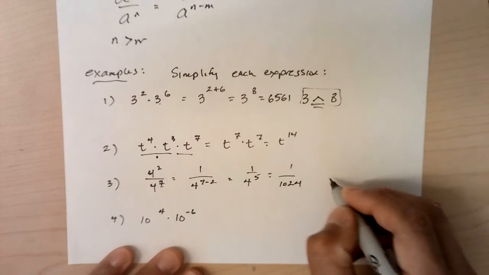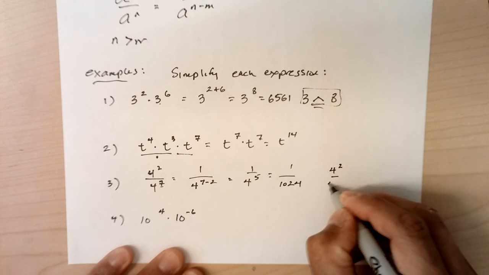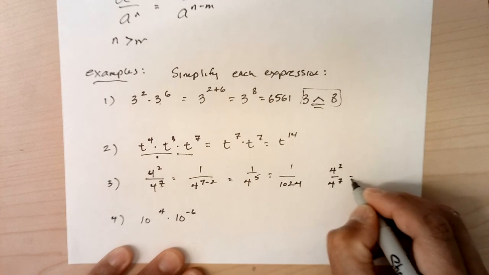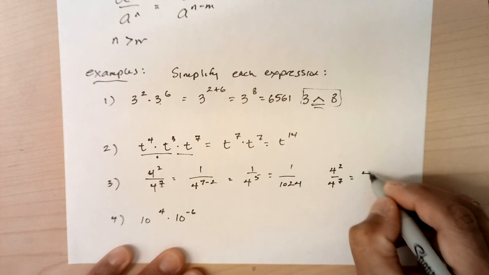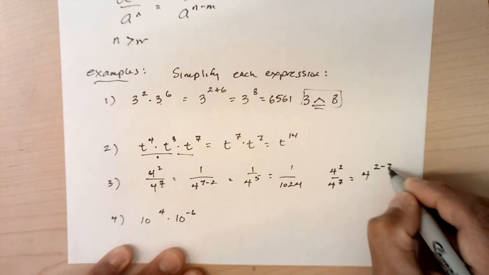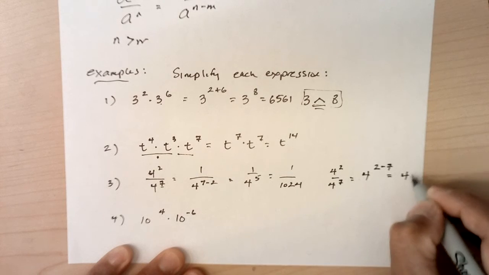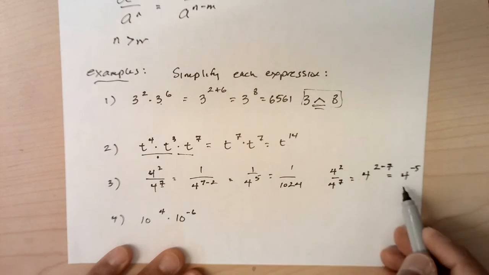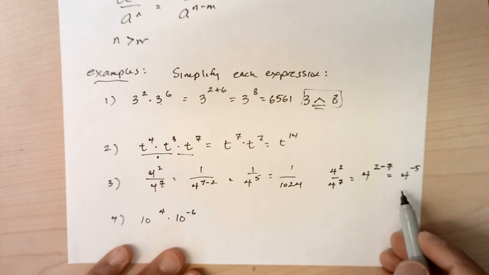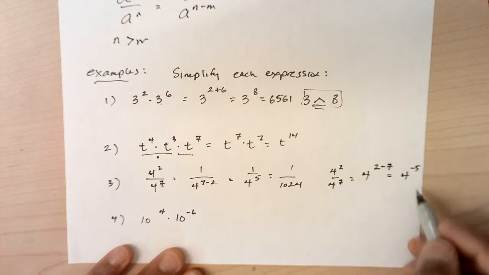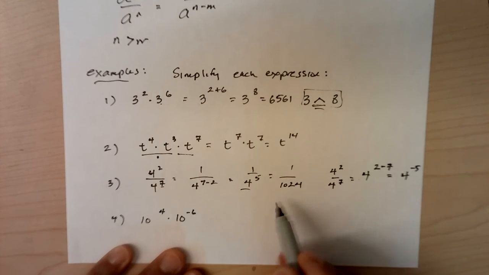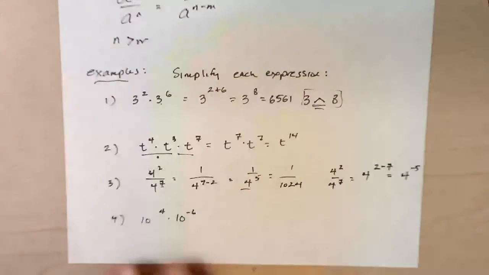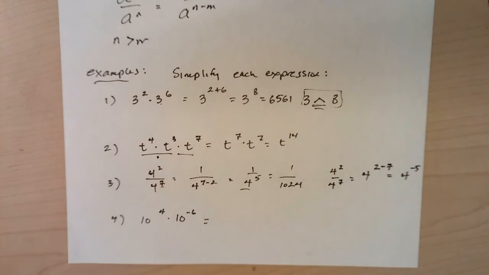The other way is taking the exact same problem, 4 squared over 4 to the 7th, and just subtracting the denominator's exponent from the numerator. So it would look like this, 4 to the 2 minus 7. 2 minus 7 is negative 5. I actually don't want to leave it like this. Anytime you have a negative exponent, you always want to simplify. So that would turn into 1 over 4 to the 5th. I just won't rewrite it. And then I still want to evaluate that in terms of a fraction.